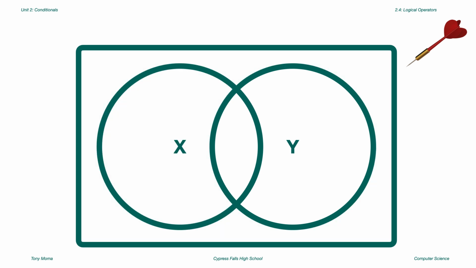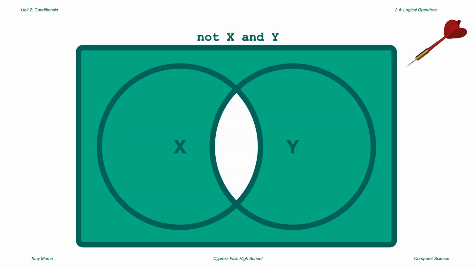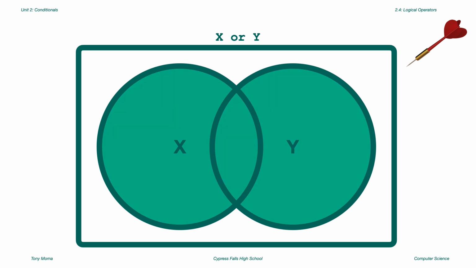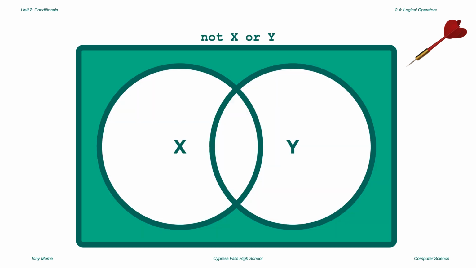Now, suppose I wanted to land the dart in both circles, in both X and Y. In that case, I would need to land the dart in this region. Anywhere outside of that region would be considered the not of X and Y. And now let's say I wanted to land my dart in either X or Y. It could be in one of the circles or both of them. In that case, the dart would need to land somewhere in this region. And anywhere outside of that region would be considered the not of X or Y.